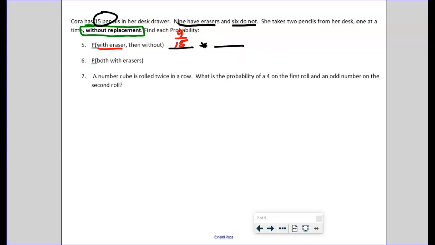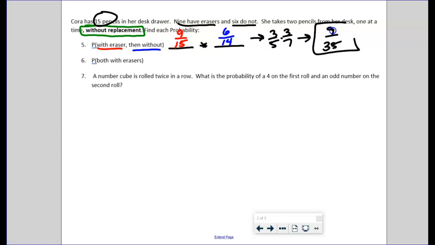But remember, we took one of the pencils out that has an eraser from the drawer. So the next time we go in, the probability that you pull a pencil that does not have an eraser would be 6, but it's only out of 14. Okay, you got to be careful there. It's only out of 14 because you took one of those pencils out. So here, again, I don't have a calculator, so I'm going to do a little mental math. Let's see, that's 3 out of 5 times 3 out of 7, which is 9 out of 35.